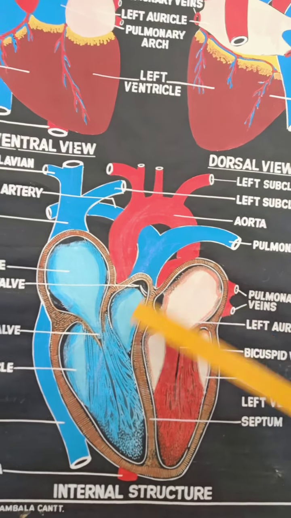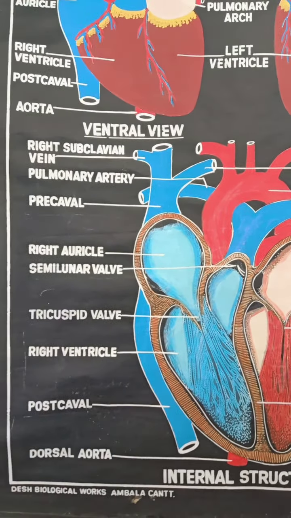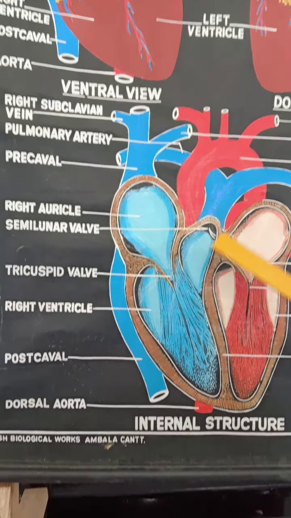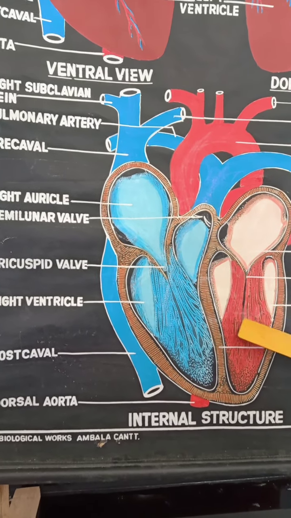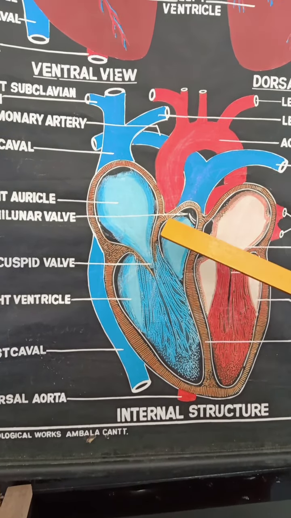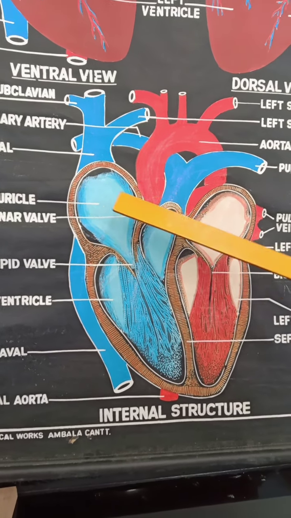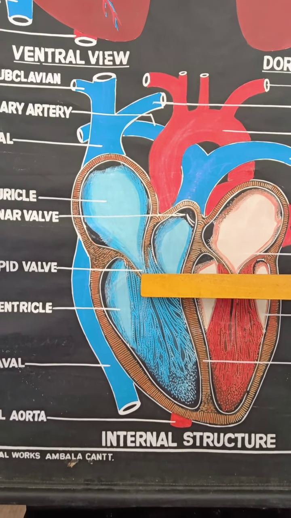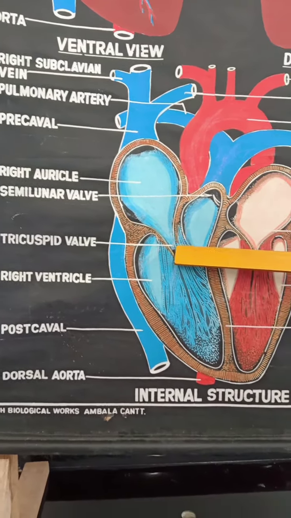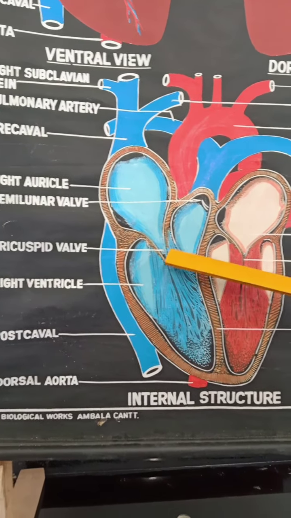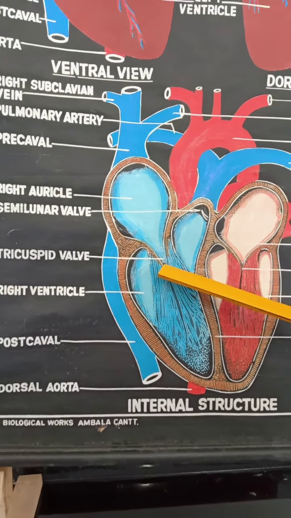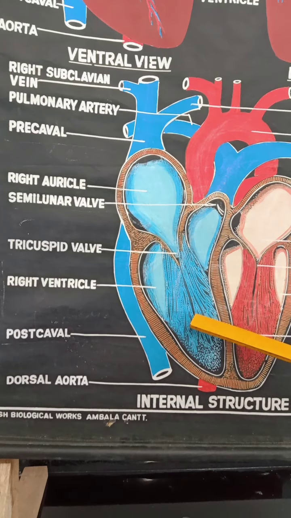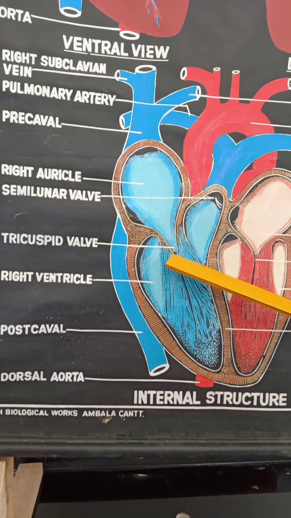With the internal structure again, I told you that we will study the valves and the other structures. In this structure you can see the internal structure of the heart, where we will talk about the valves. The opening of the right auricle into the right ventricle is guarded by a specific type of valve known as the tricuspid valve. This valve has 3 cusps, that's why it is known as the tricuspid valve. So the flow of blood from the right auricle to the right ventricle is guarded by this valve.